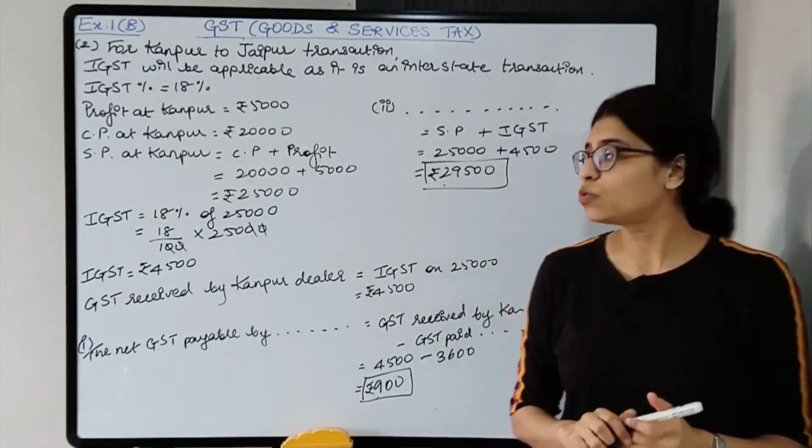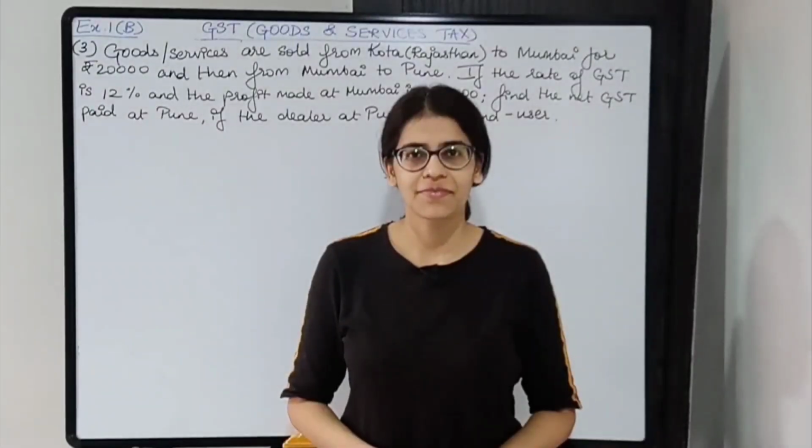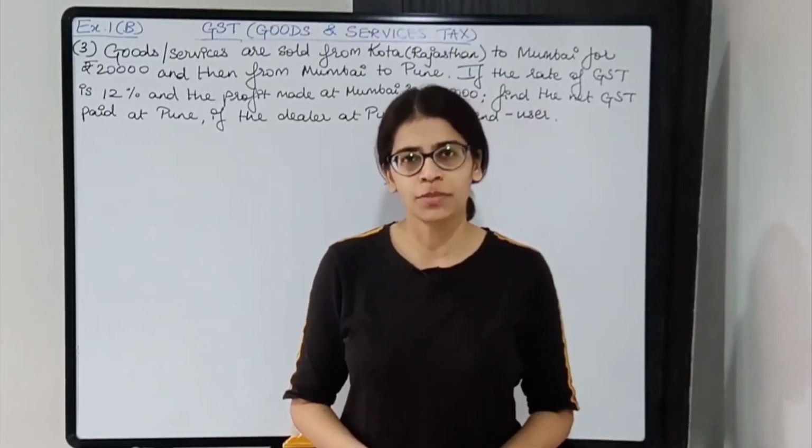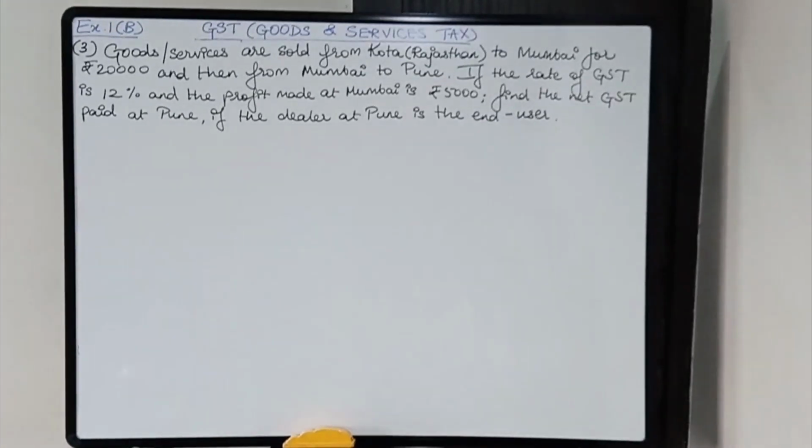Okay, so students, show the working properly. All right, let's read the next question. Question number 3. Goods and services are sold from Kota, Rajasthan to Mumbai for rupees 20,000 and then from Mumbai to Pune. If the rate of GST is 12% and the profit made at Mumbai is rupees 5,000, find the net GST paid at Pune if the dealer at Pune is the end user.